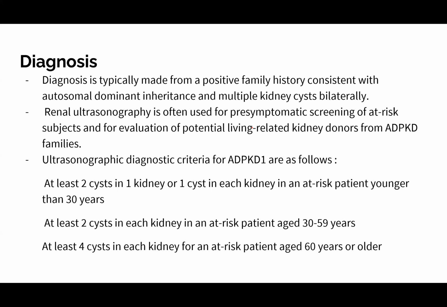Why, for the younger fellow, only 2 cysts? The criteria are stricter for the younger patient compared to the 4 cysts required in a 60-year-old, whereas 2 cysts, one in each kidney, are required in a 30-year-old. Can you say why?